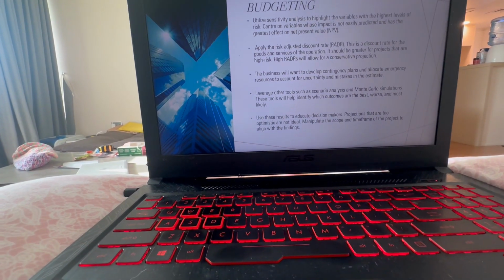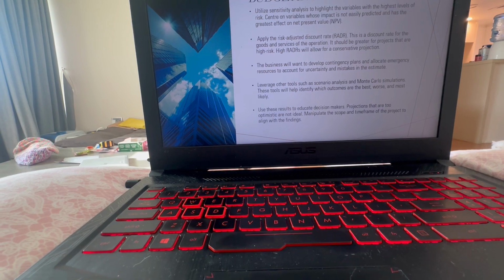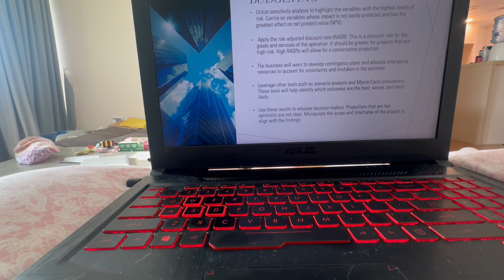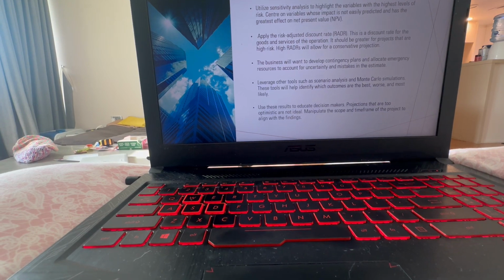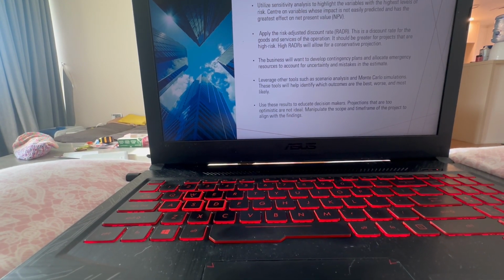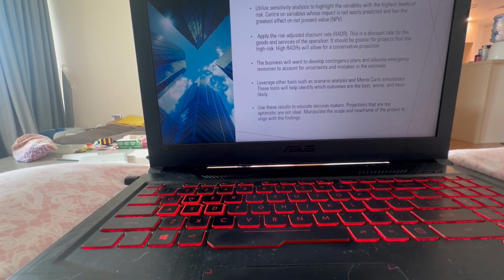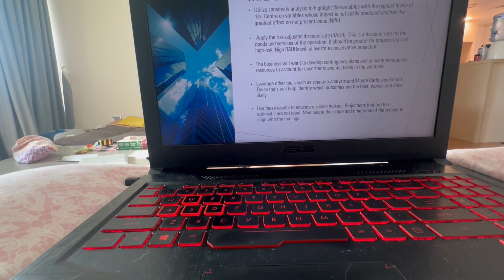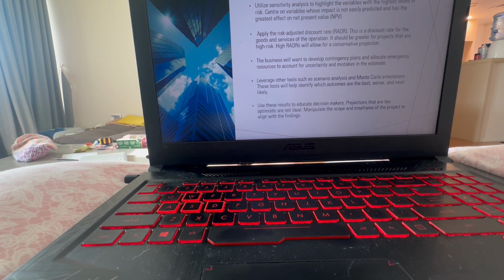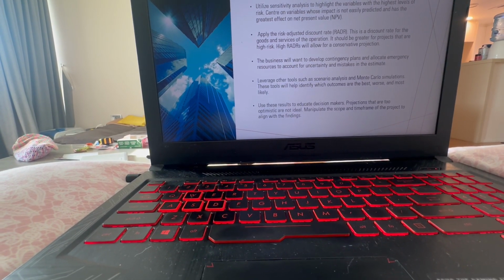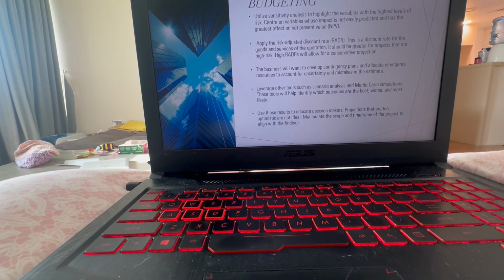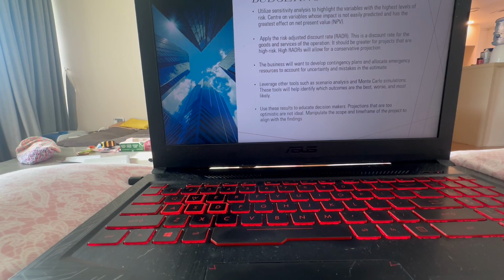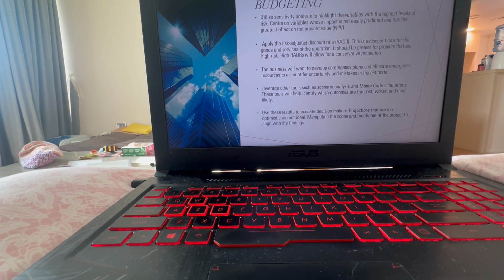So sensitivity analysis is going to help us see which variables pose the most risk to the project success. We can adjust the discount rate for higher risk and add some contingency funds for unforeseen costs. It also is going to work well with the simulations to give us a wider picture of the risk. And overall, it's just going to help us make a smarter, more cautious budgeting decision.